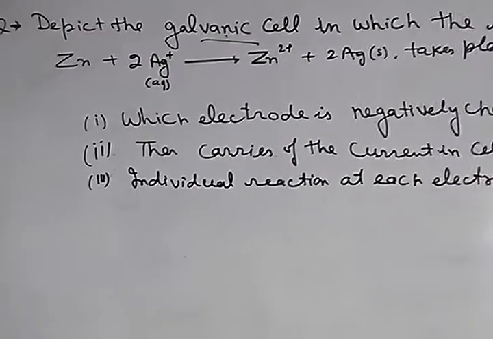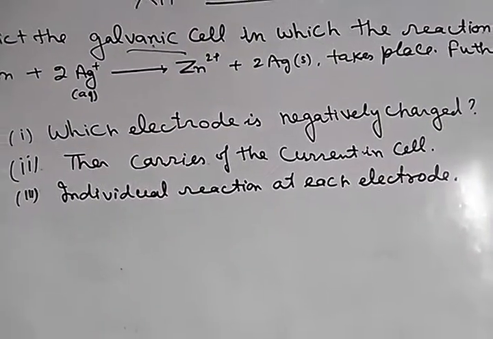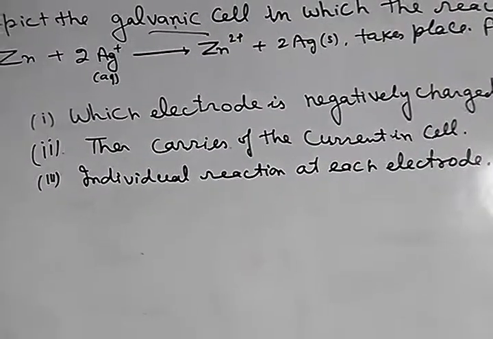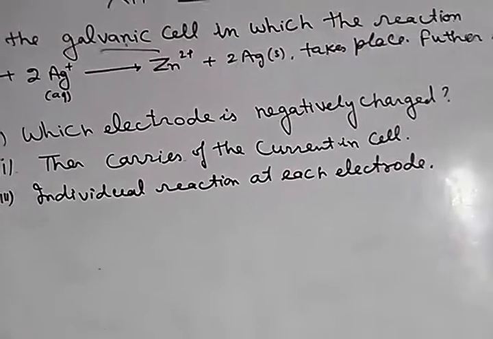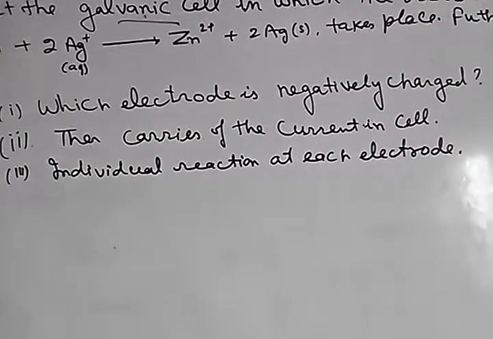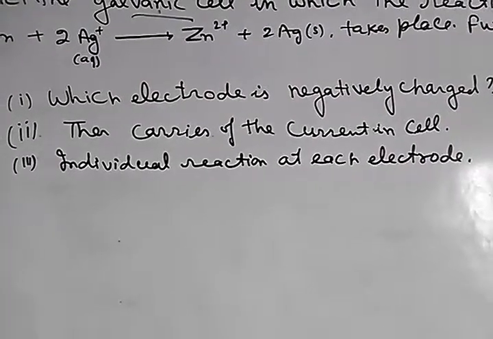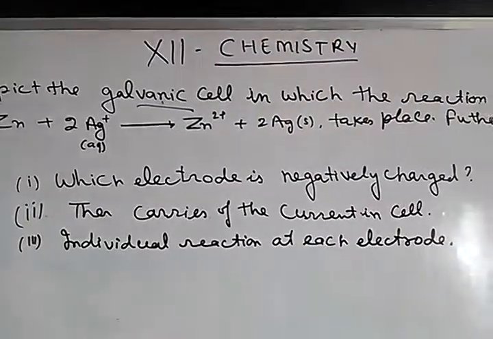Further, you have to find out which electrode is negatively charged and the carrier of the current in the cell, from which side current is going, and the individual reaction at each electrode. You have to write which reaction is taking place at the anode and which reaction is taking place at the cathode. This is the question.